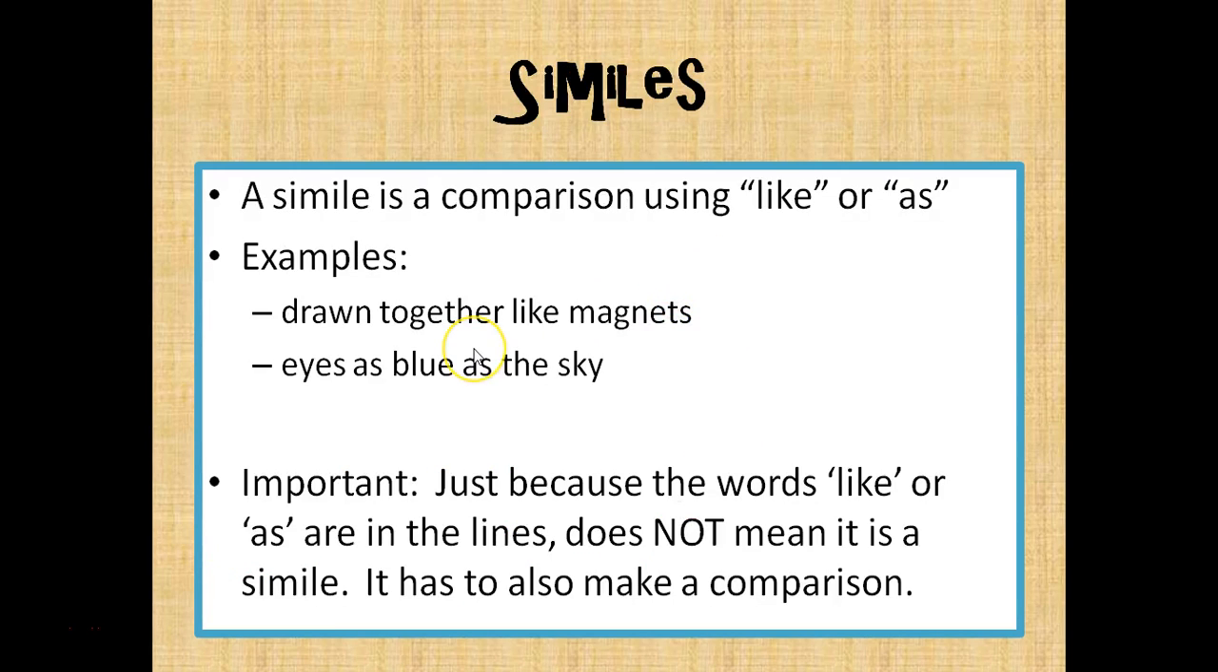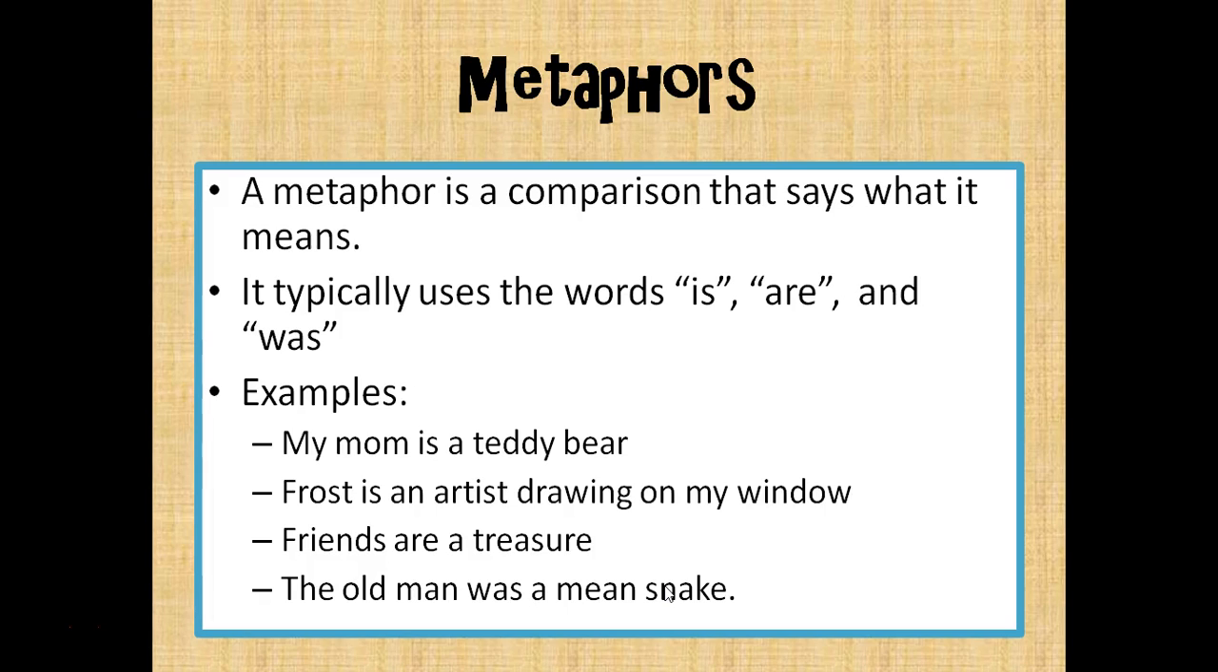Similes, comparisons using like or as, drawn together like magnets, comparing whatever's together like magnets, how they draw together. Eyes as blue as the sky, comparing somebody's eyes, how blue they are to how blue the sky is. Important, just because the words like or as are in the lines does not mean it is a simile. It has to make a comparison.